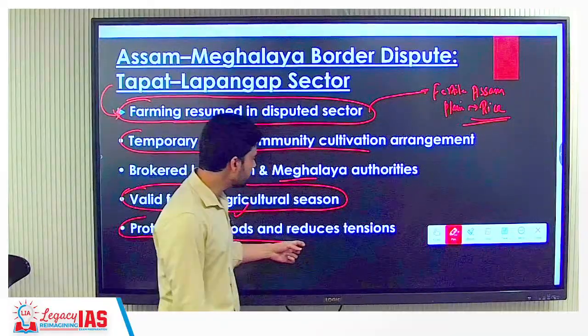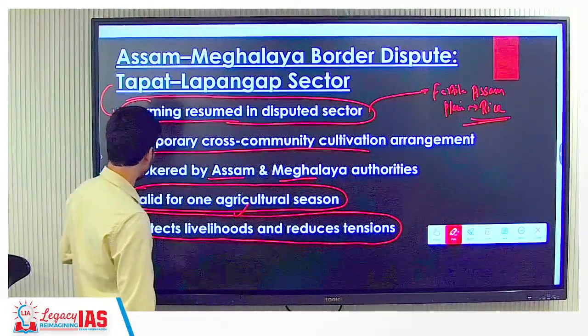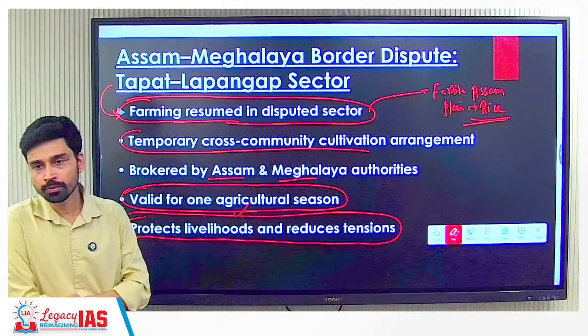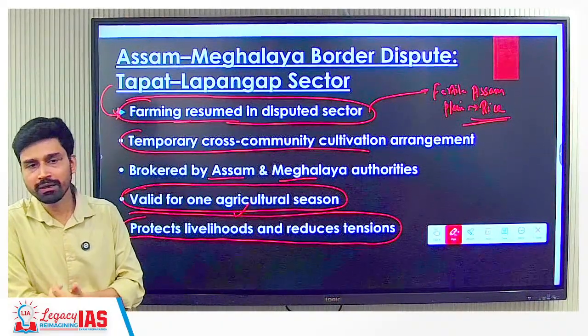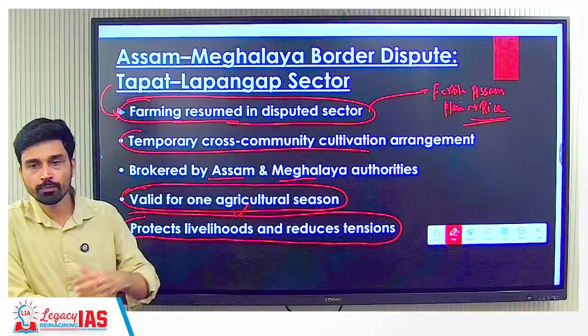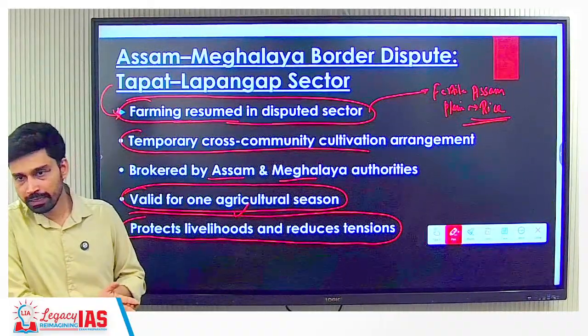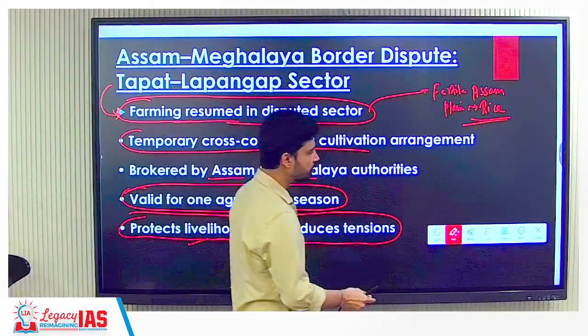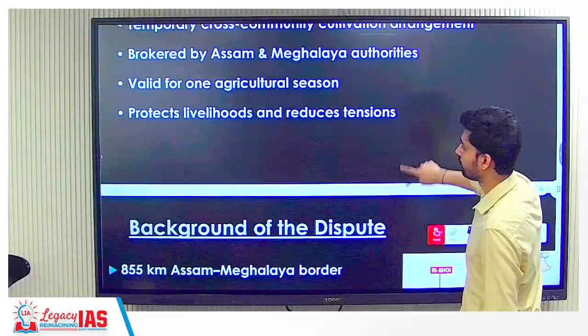Why is this temporary solution being celebrated? Because you can understand that in this area, people are strongly dependent upon agriculture for livelihood. They do not have any extra source of income, so if they cannot sow crops because of this dispute, what will happen? They will have difficulty. That's why it protects the livelihood and also reduces tensions in the neighboring areas.